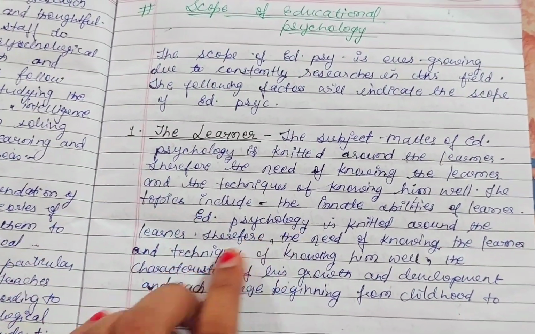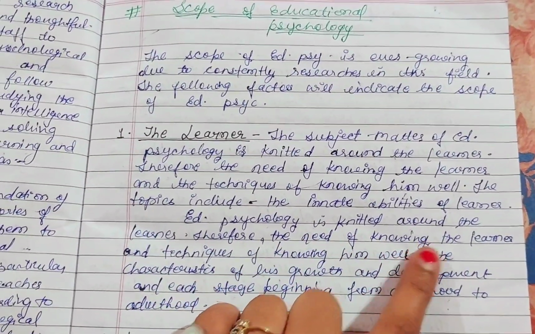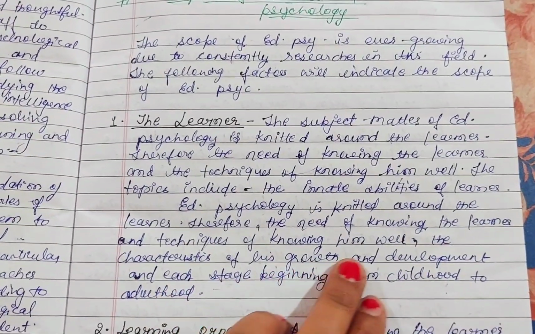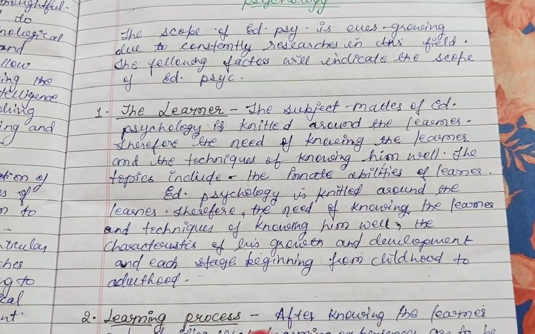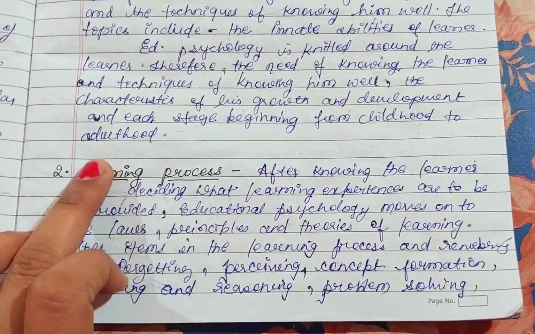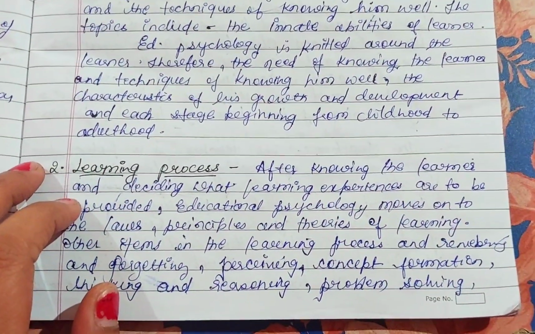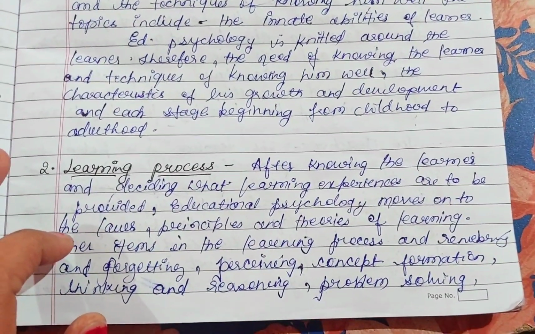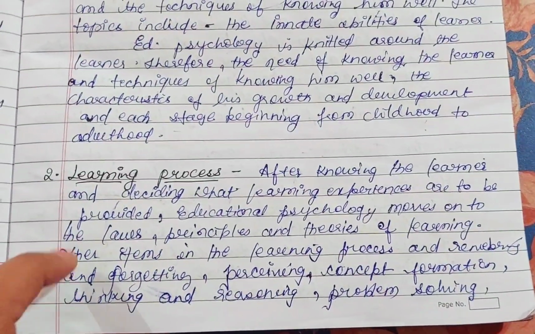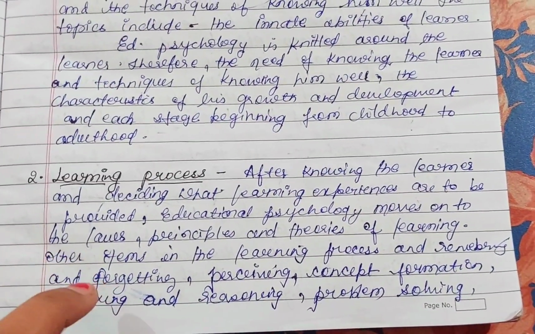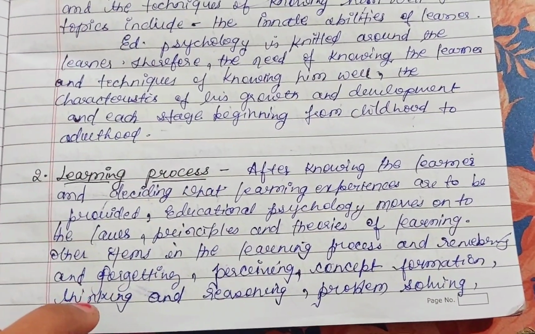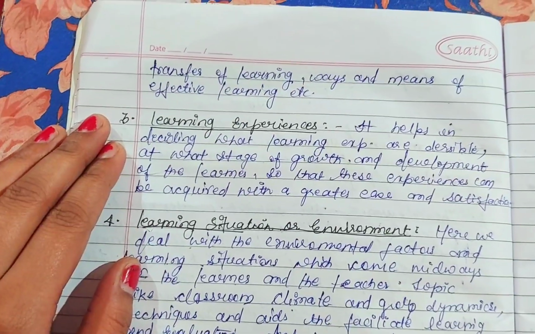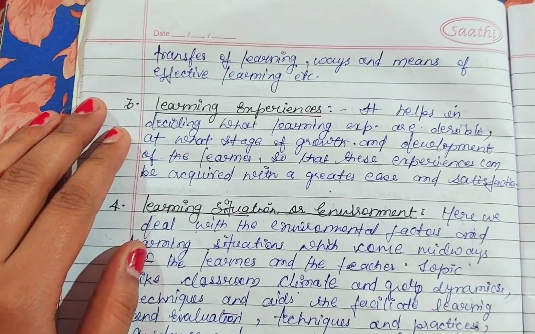Education psychology is centered around the learner. Therefore, there is a need of knowing the learner and techniques of knowing him as well, and the characteristics of his growth and development and its stages beginning from childhood to adulthood. Learning process, number 2. After knowing the learner and deciding what learning experiences are to be provided, education psychology moves on to the laws, principles, and theories of learning. Other items in the learning process are remembering and forgetting, perceiving, concept formation, thinking and reasoning, problem solving, transfer of learning, ways and means of effective learning, etc.